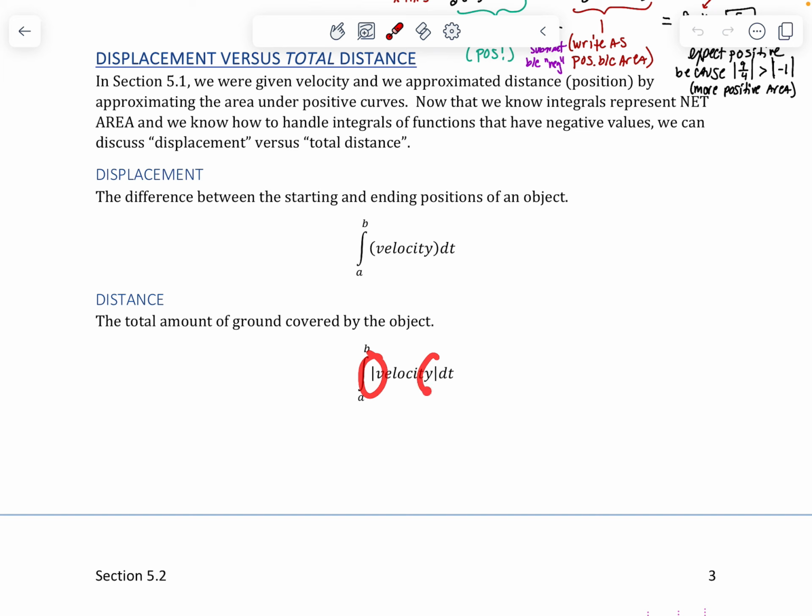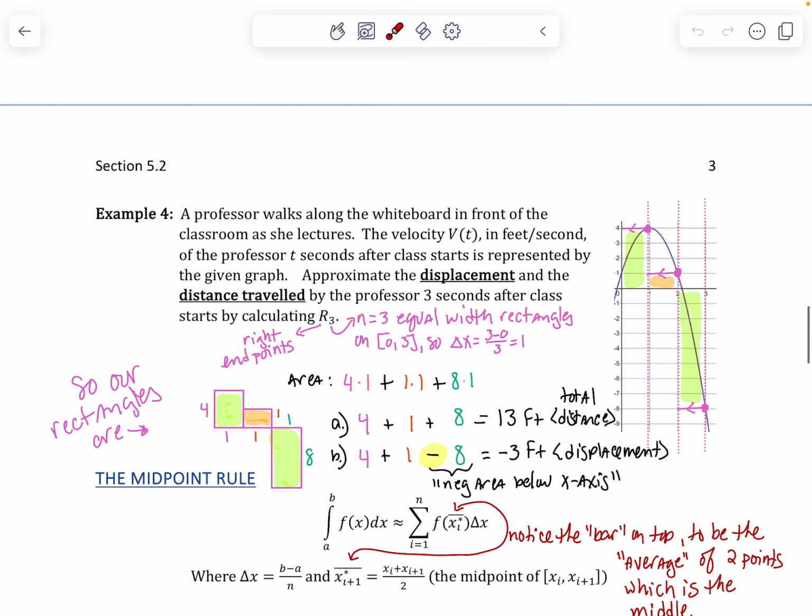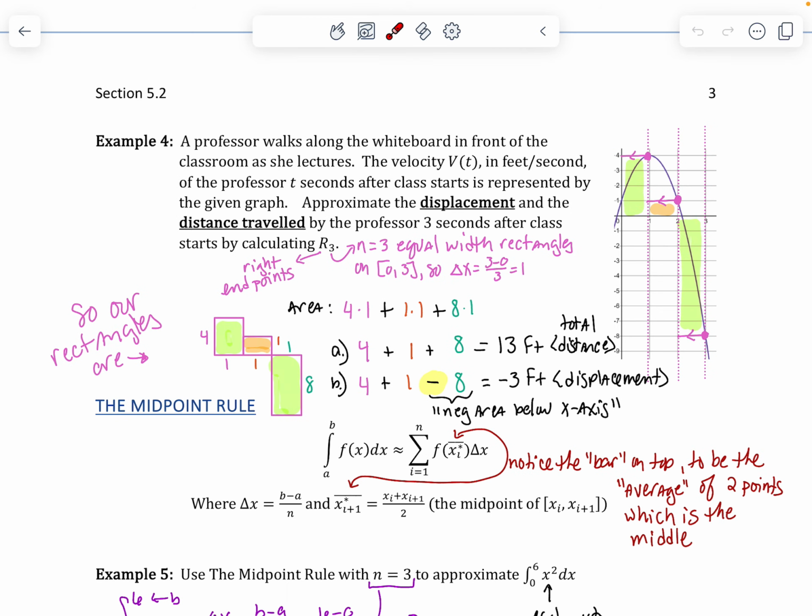But the distance traveled is actually how much ground was covered. And so we need an absolute value to eliminate the net effect of subtracting off area that was considered negative. We're not subtracting a negative, so I might not have worded that correctly.